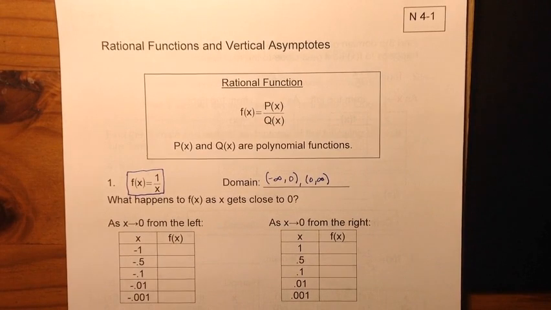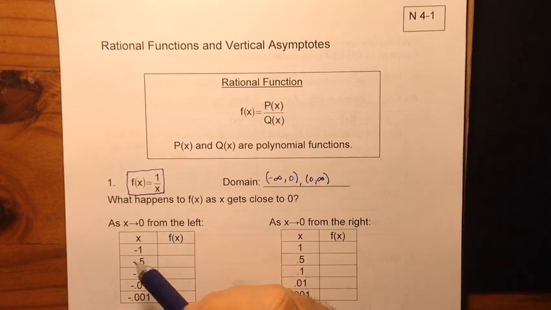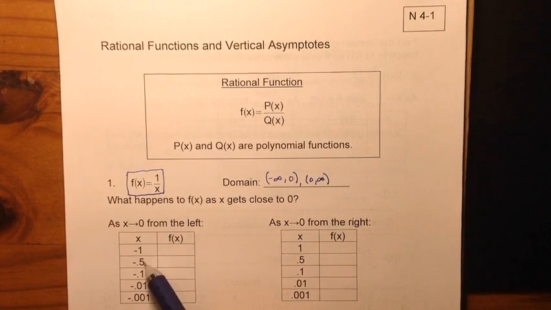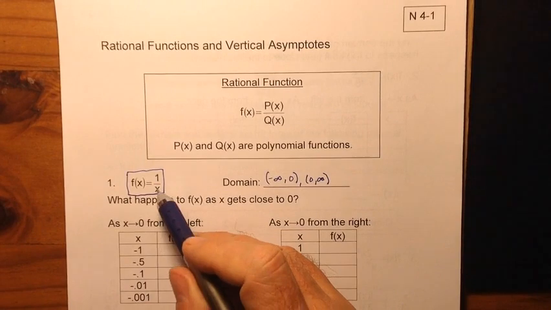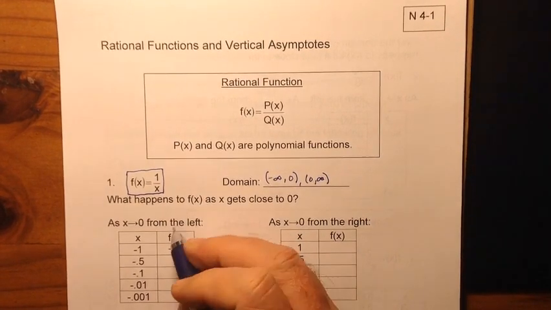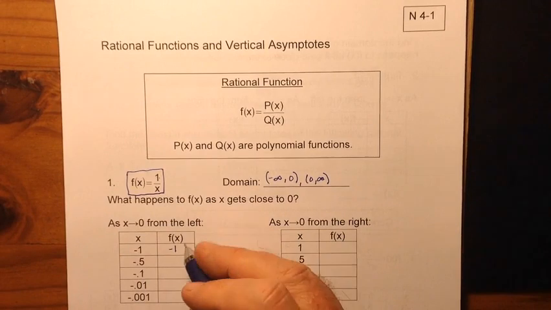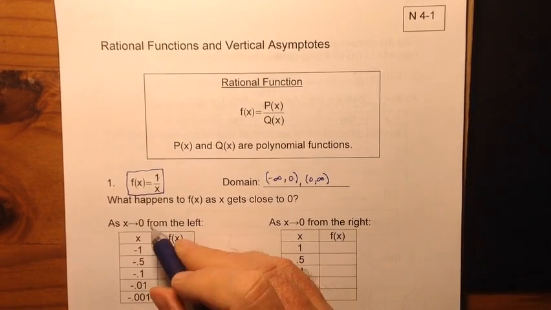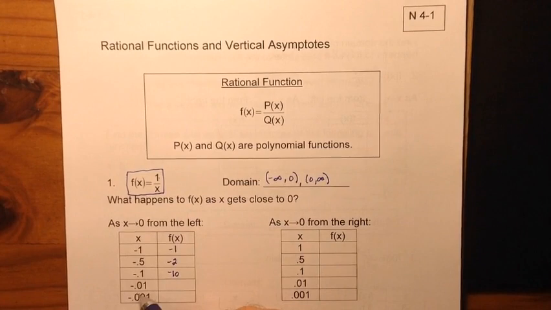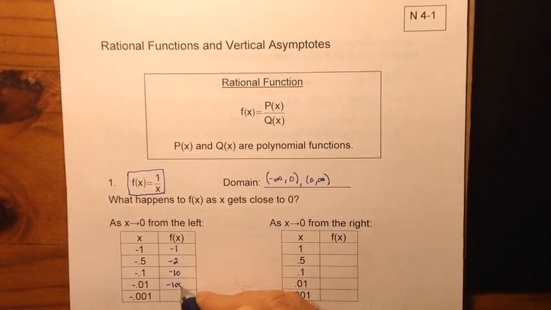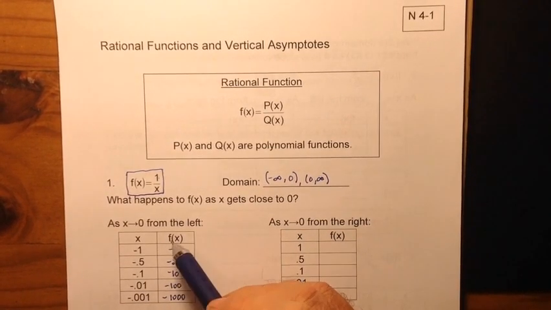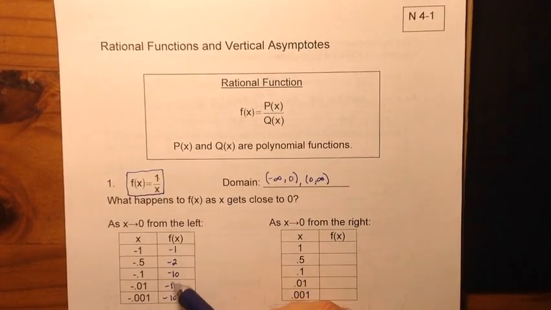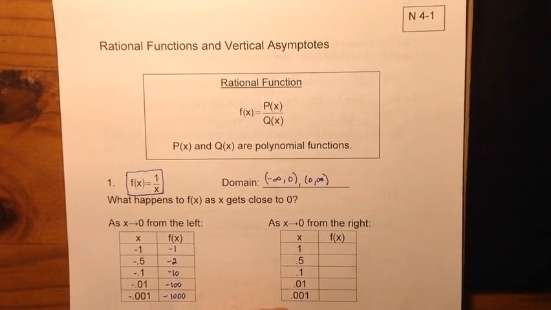If we're coming from the left, putting in numbers closer and closer to 0 from the negative side: if I put in negative 1 for x, I get negative 1. If I put in negative 0.5, 1 divided by negative 0.5, I get negative 2. Negative 1/10 gives me negative 10. Negative 0.01 gives me negative 100. Negative 0.001, negative 1000. So as we get close to 0 from the left, our numbers go down and down and down, so f of x is heading towards negative infinity here.